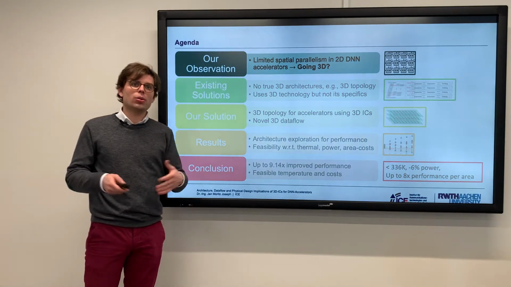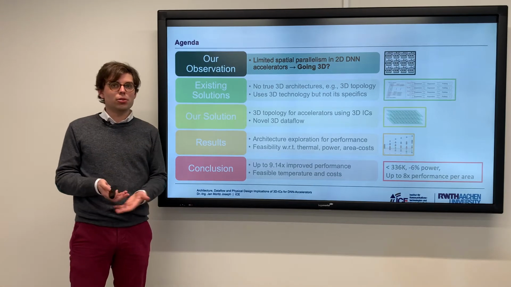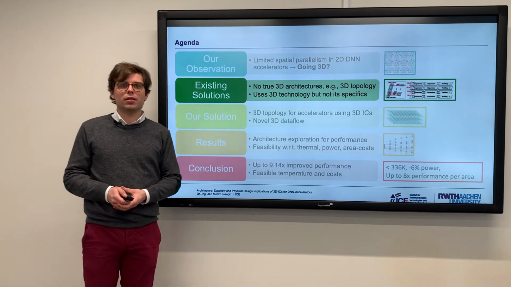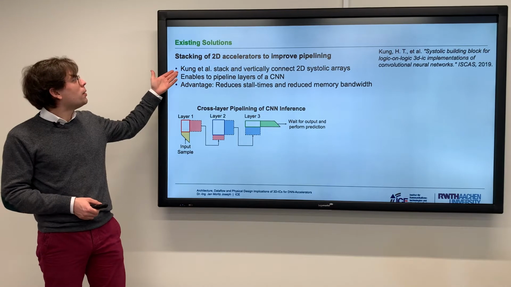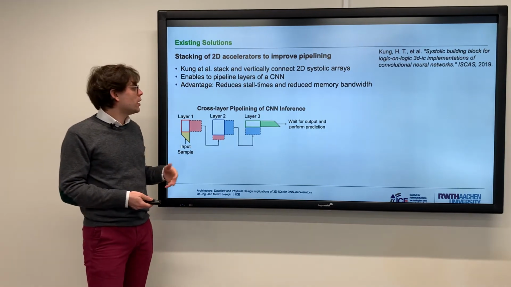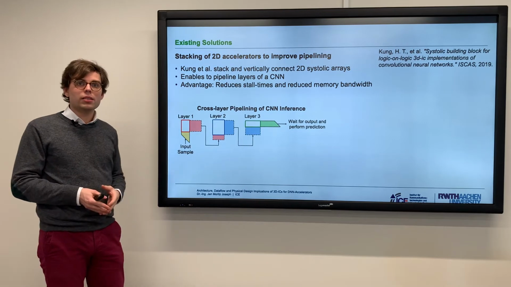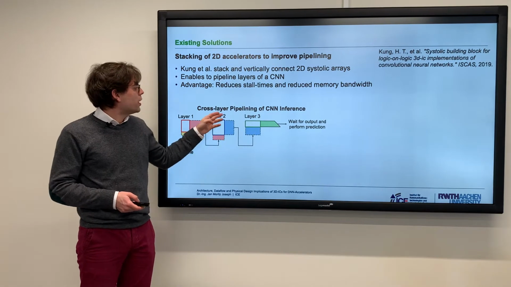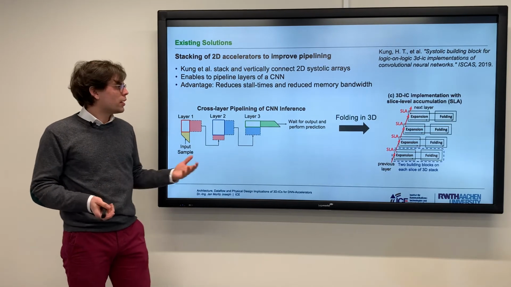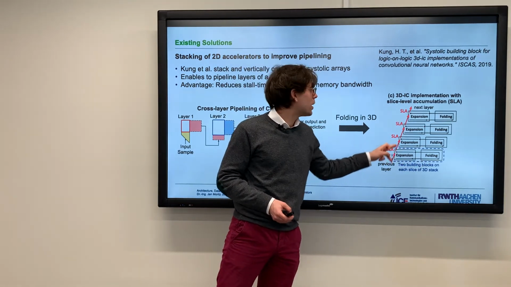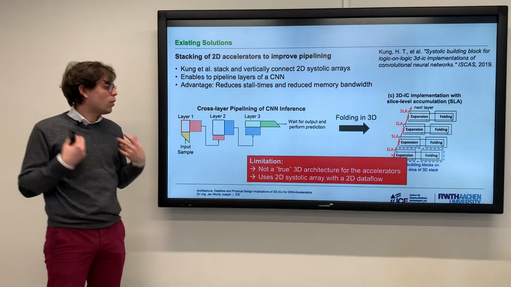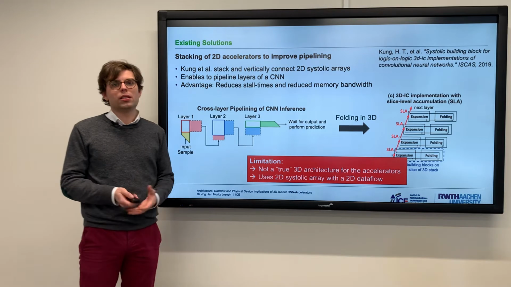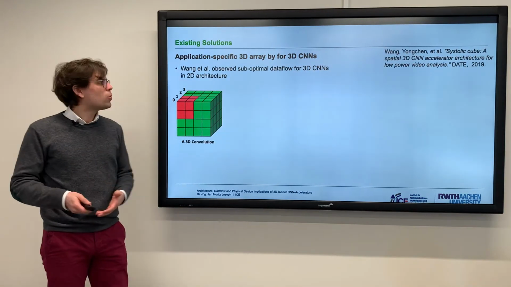So let's first go again through our observation that our 2D accelerators are limited in spatial parallelism, and we want to go 3D and take a look at how other works tackle this issue. The first work is from Kung et al. It is going 3D in the sense that they are pipelining layers of CNN inference into a 3rd dimension. So basically you have multiple layers of your CNN, and then you can already start working on this layer with the results of the previous layer. And this is done in 3D by having 2D accelerators that are stacked in a 3D fold. In our opinion, this is not a true 3D architecture because the systolic arrays and the data flow are still 2D.